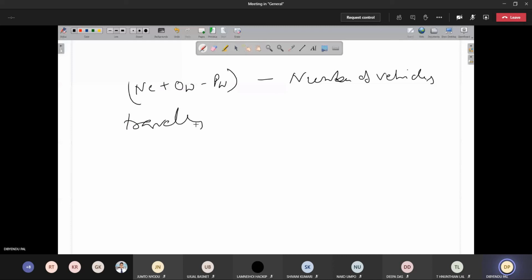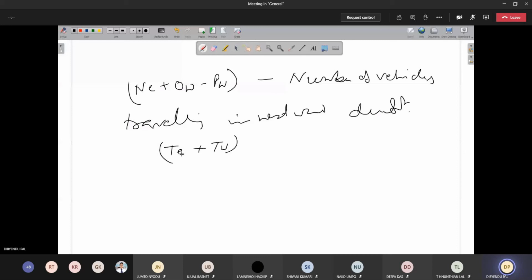Okay, this value you can write down: NE plus OW minus PW indicate the number of vehicles traveling westward, the number of vehicles traveling in the westward direction during the time T plus TW.